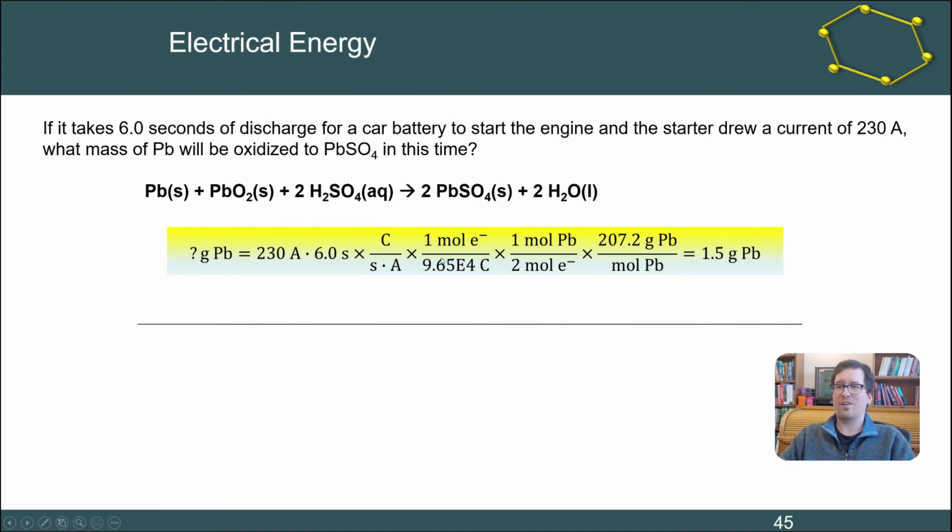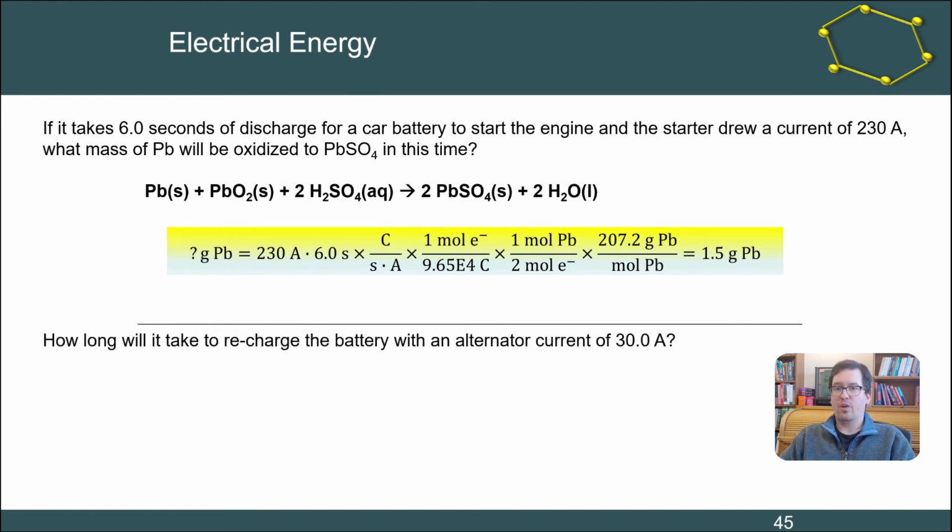We know that there are 9.65 times 10 to the 4 coulombs per mole of electrons. We know that there are 2 moles of electrons per mole of lead oxidized. And we know that a mole of lead weighs 207.2 grams, so we end up with our solution: 1.5 grams of lead that was oxidized to lead sulfate to start our car. That's a pretty fast conversion of lead.